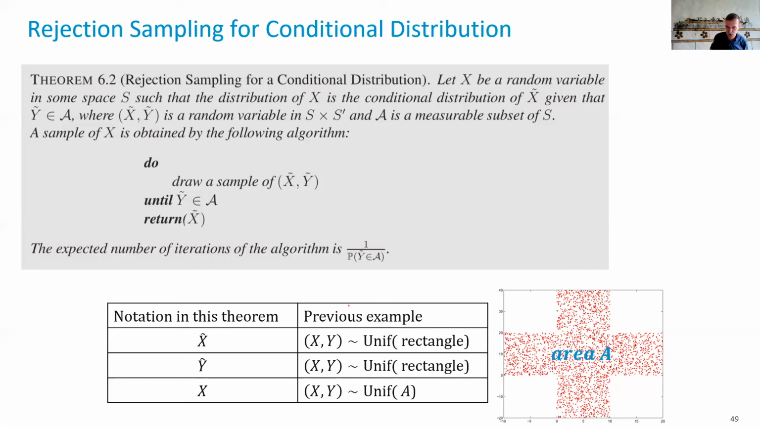For example, what we did a minute ago to obtain a sample of the uniform distribution in this area A, we drew a point uniformly in the rectangle until it was in A. So here, what did we do? Well, we drew x tilde, which was the point xy, until the criterion on y tilde, here y tilde was exactly the same as x tilde, so until the point was belonging to A. And what we obtained was a sample of xy, given that xy is in A, which is the uniform distribution in A.